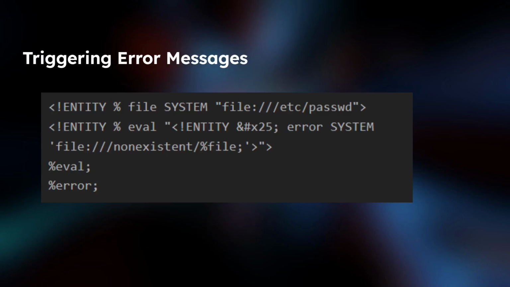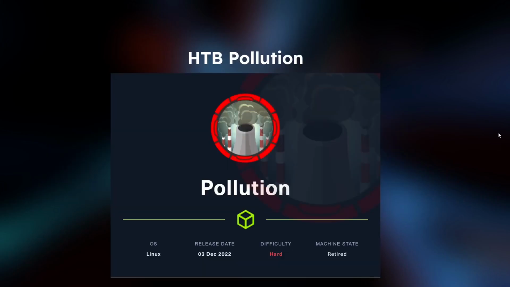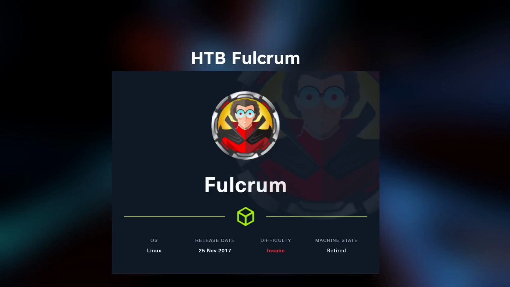You could also just look at the content type in a POST request or something like that and change it from the default application type to text/xml and see if that works. And aside from that, I think we're good to go ahead and jump into our lab. So the first one is a hard machine called Pollution, and then the second one is an insane machine called Fulcrum. We won't go through the whole machines. We're just going to go through the parts that have to do with XML external entity injection. And then we'll jump back here and talk about prevention techniques.